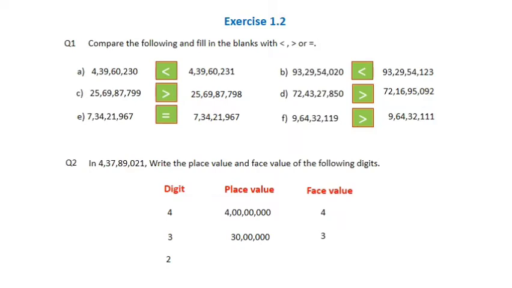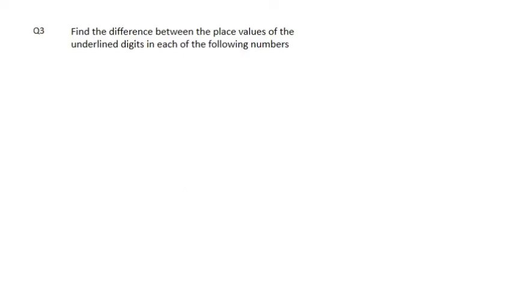Now let us see digit 2. Digit 2 is here at the tens place. Tens place means what? 2 into 10 becomes 20. So the answer here is 20, and the face value is the digit itself. So the answer is 2. Okay, let's see question number 3.